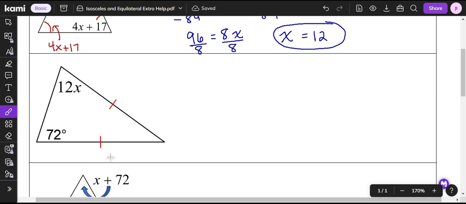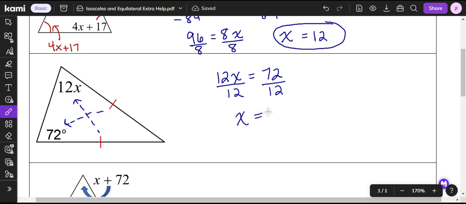We have an isosceles triangle again, congruent sides, and we look at the base angles, identify those base angles. And remember, those base angles are congruent. And congruent, when we're solving the measures, means that the measures are equal. So the measure of this top angle is 12x, and it is equal to the measure of the bottom angle, which is 72. For this one, you'll need to do 72 divided by 12 to remove that 12 from the x. And we get x equals 6.